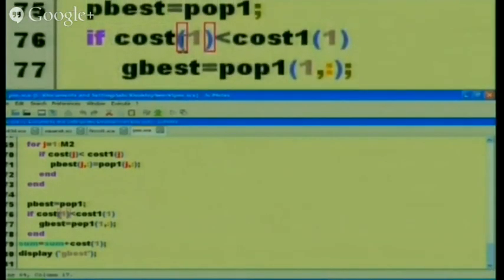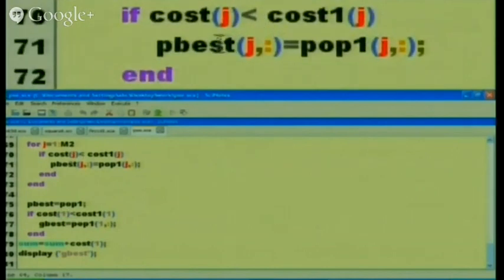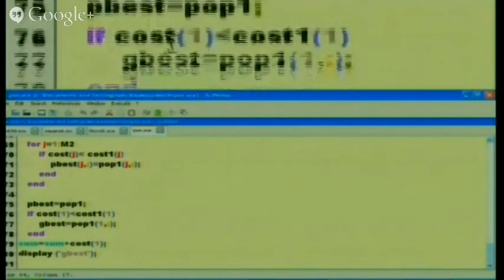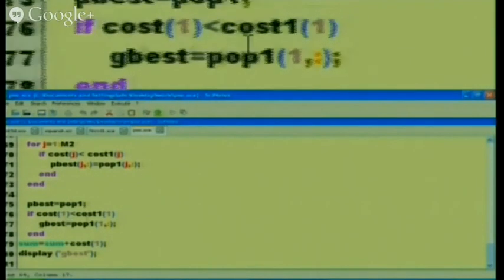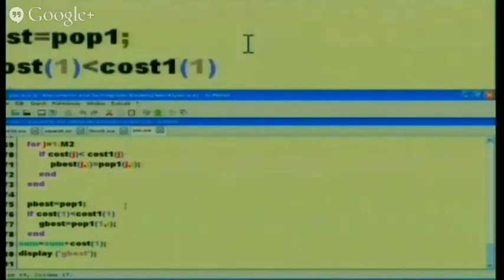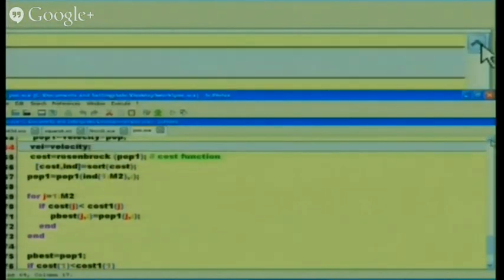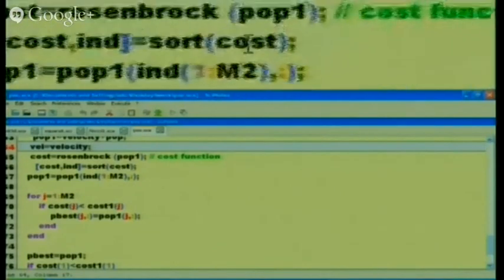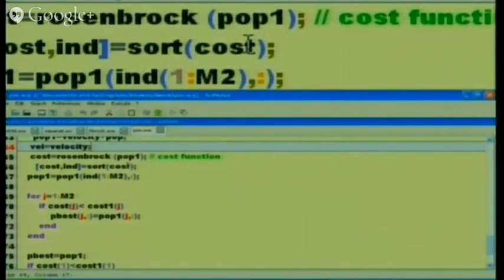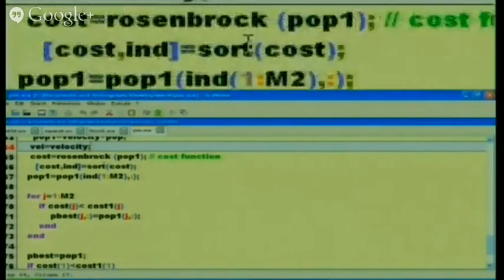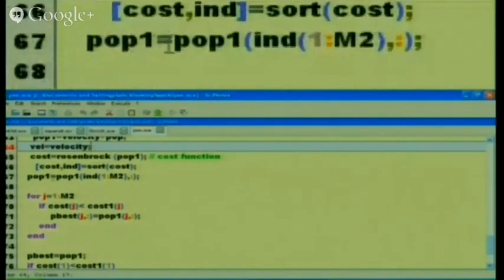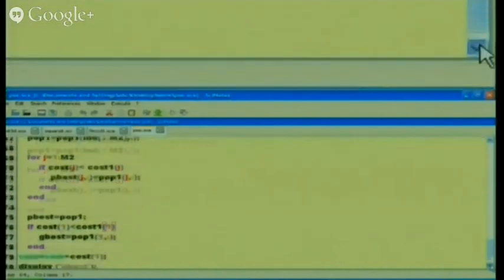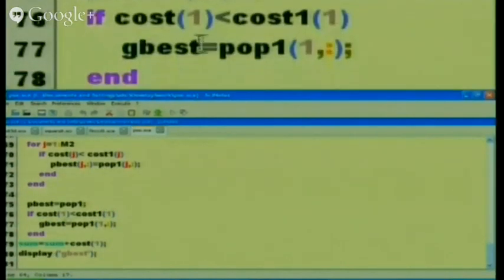Now for each iteration, P best of each particle and G best of the whole of the particles will be updated, right? So G best is equal to pop of 1, and this is calculated from here because we have calculated the sorted cost for each particle. A matrix will be there and it will be sorted from decreasing to increasing order, minima to maximum. According to that the global best, G best, is calculated.